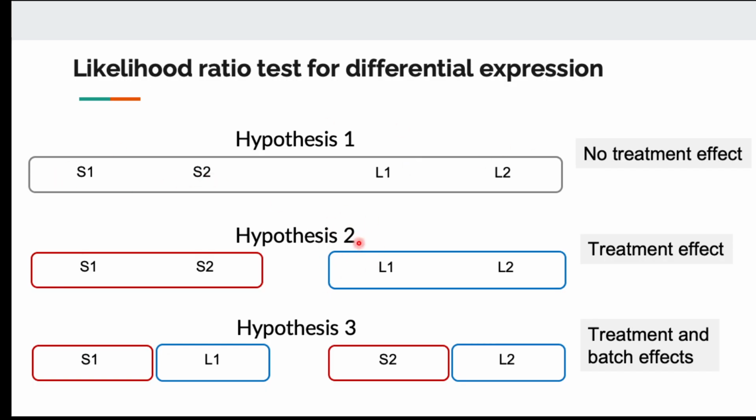Your second hypothesis is that your treatment, S and L, has some effect. So you think S1 and S2 are similar, and L1 and L2 are similar, but S and L are different. This is your second hypothesis. Your third hypothesis might be the treatment has some effects, but also you have some batch effect. When you send S1 and L1 together for sequencing, and when you send S2 and L2 together for sequencing 2 months apart, there might be some batch effect from the company that you don't know. So this might be your hypothesis.